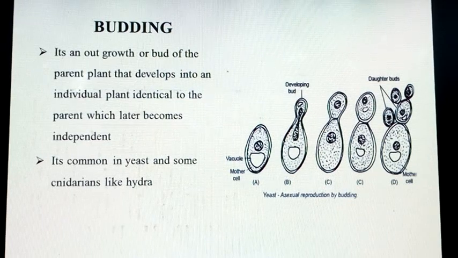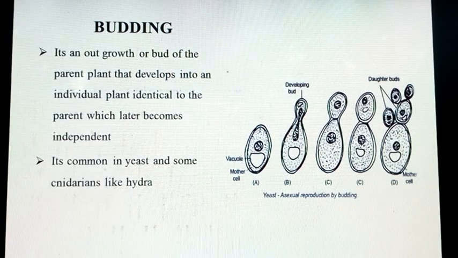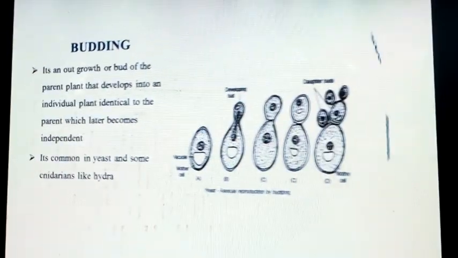The other form of asexual reproduction is budding, where an outgrowth develops onto the parent plant, and this could later become an independent plant on its own. Very common in cnidarians and yeast. Cnidarians like hydra, it is very common.